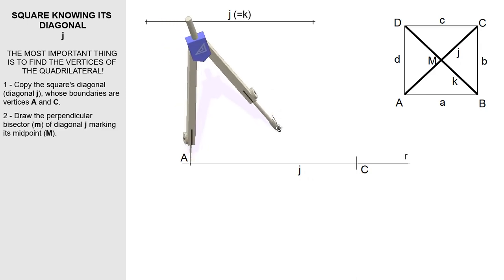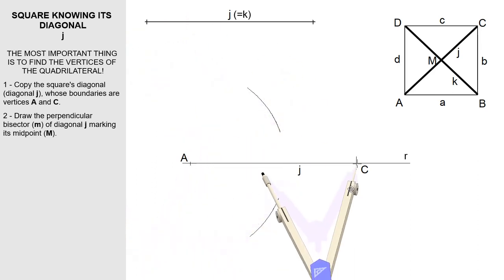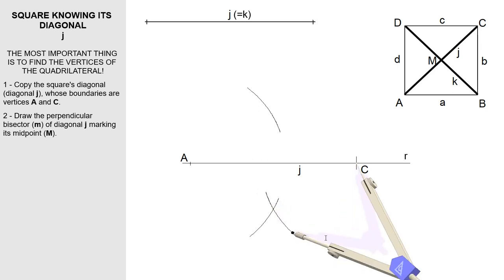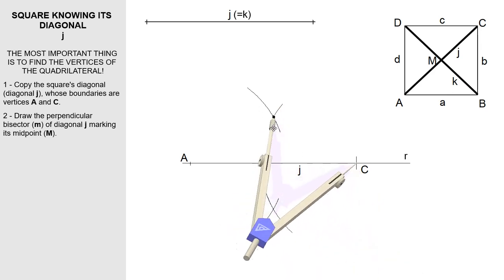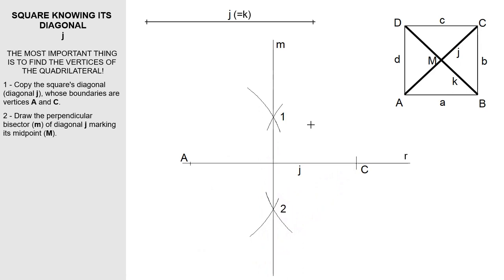Using points A and C as centers and the same radius, the one we want, as long as it is noticeably longer than half the length of the line segment, we draw two arcs that meet at these 2 points 1 and 2. This straight line M that goes through both points is the perpendicular bisector of diagonal J, and this point M is its midpoint.